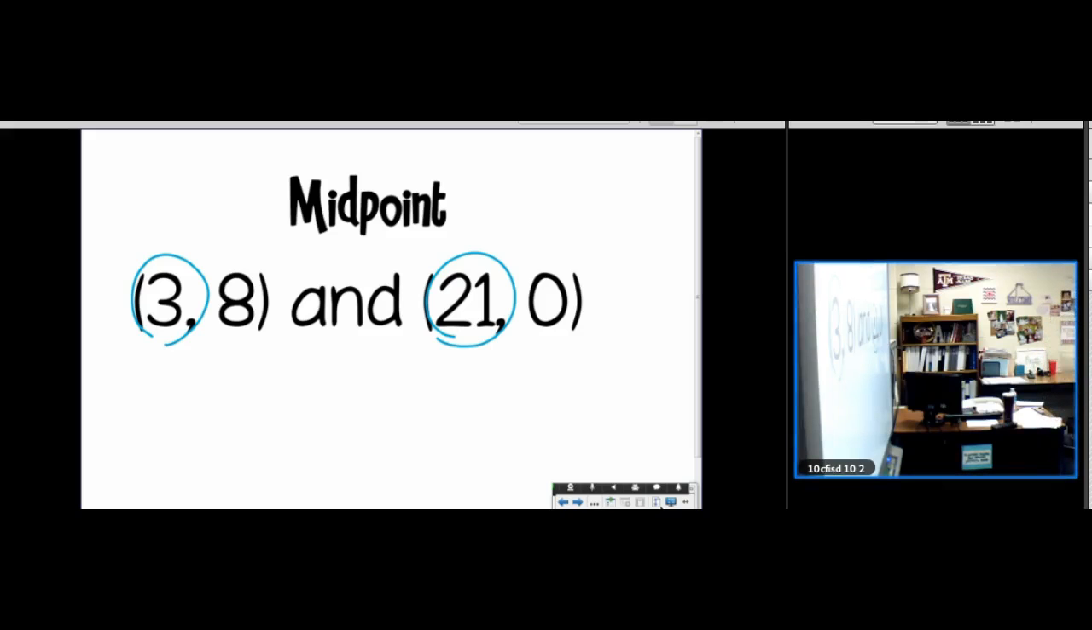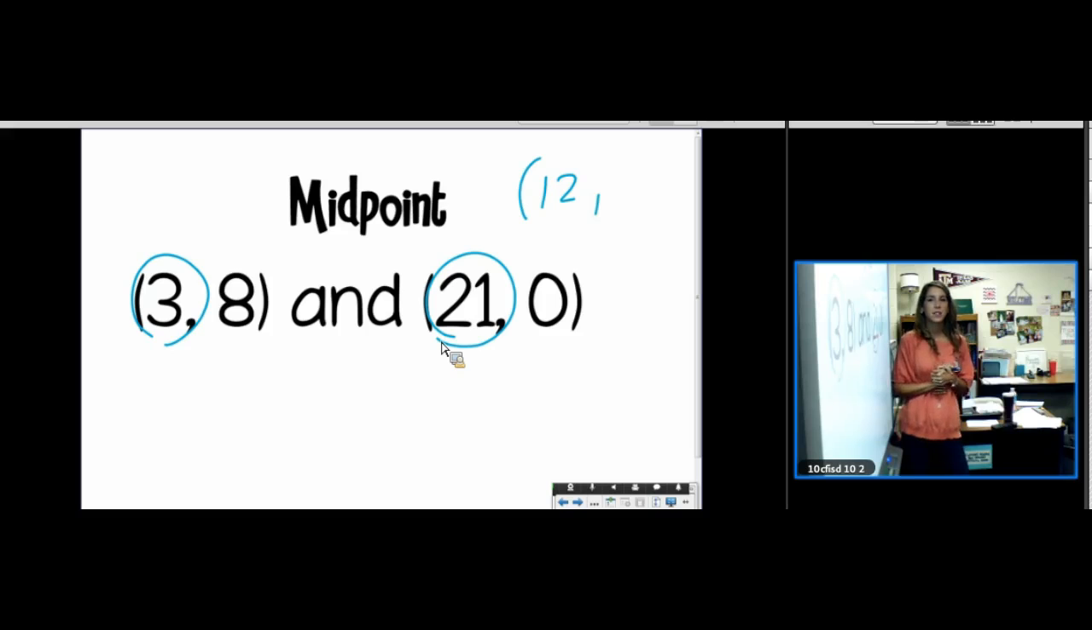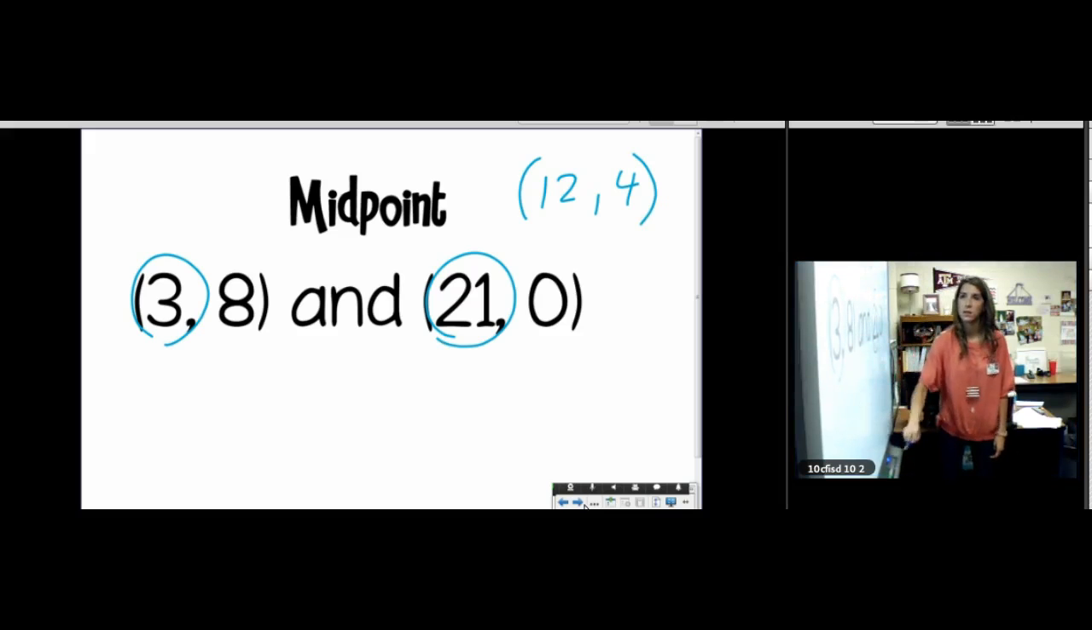Add your x's and divide by 2. So Alex, what's 3 plus 21? Good. 3 plus 21. Add your x's and divide by 2. You're finding in the middle. 24 divided by 2? 12. Okay. Then you add your y's and divide by 2. 8 plus 0 is 8. Divided by 2 is 4. The answer was 12, 4. Yes, you have to put parentheses around it.